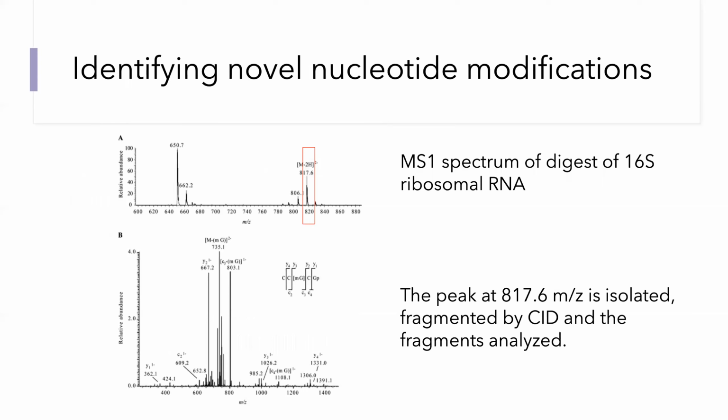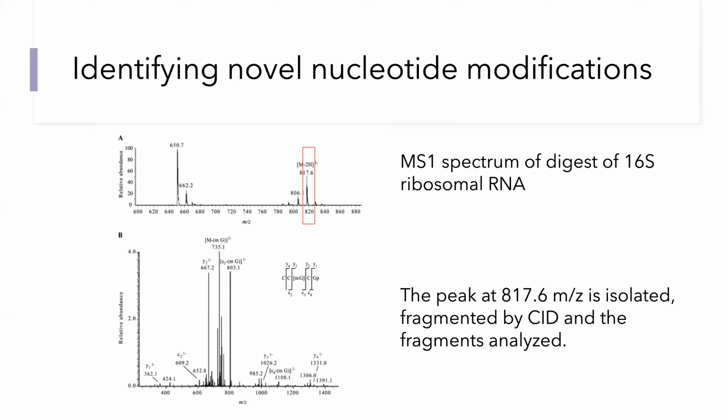Let me start with an example of analyzing a modification of the 16S ribosomal RNA. Because RNA molecules don't ionize easily, in this case, the RNA is digested to nucleotides. The nucleotides are then ionized, and when injected into the mass spec instrument, one can detect a number of distinct peaks with the mass to charge ratios indicated here on the x-axis.